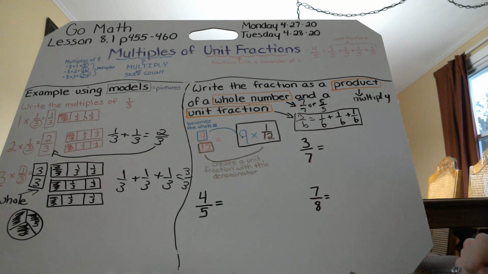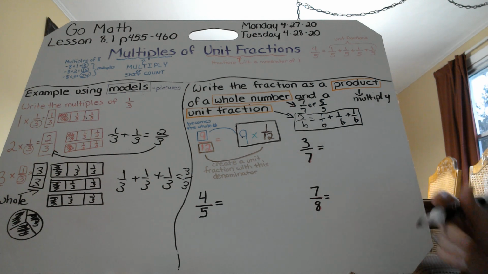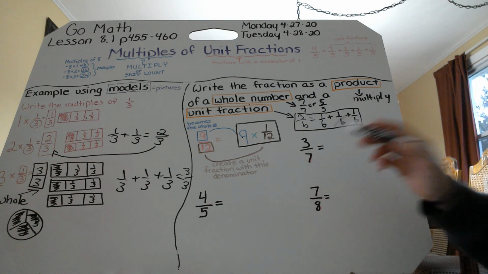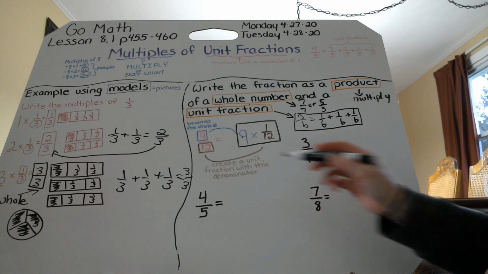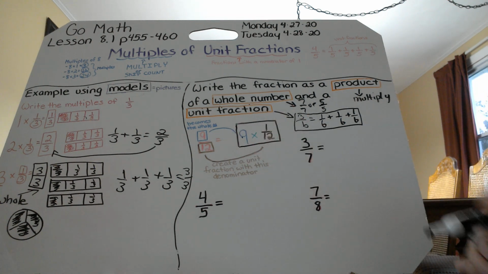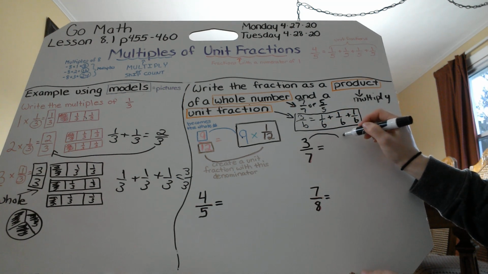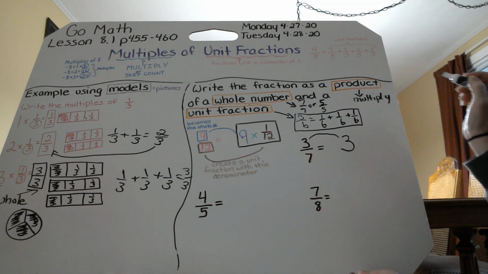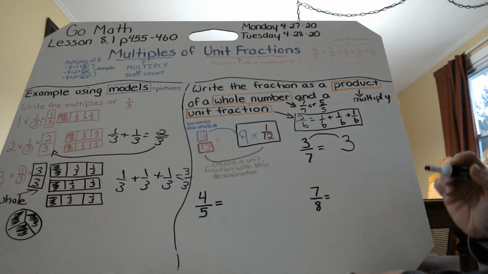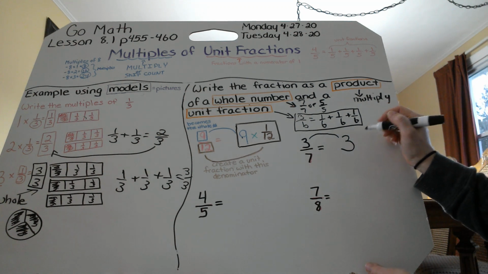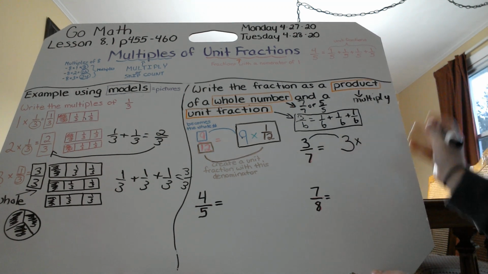All right, let's look at some more examples so you guys can get the hang of this. So my next fraction is 3/7. So looking at my first example, I'm going to take my 3. I'm going to fly it over here, and it is going to become my whole number. Okay? I know I need my multiplication sign, so I'm going to put it right here.